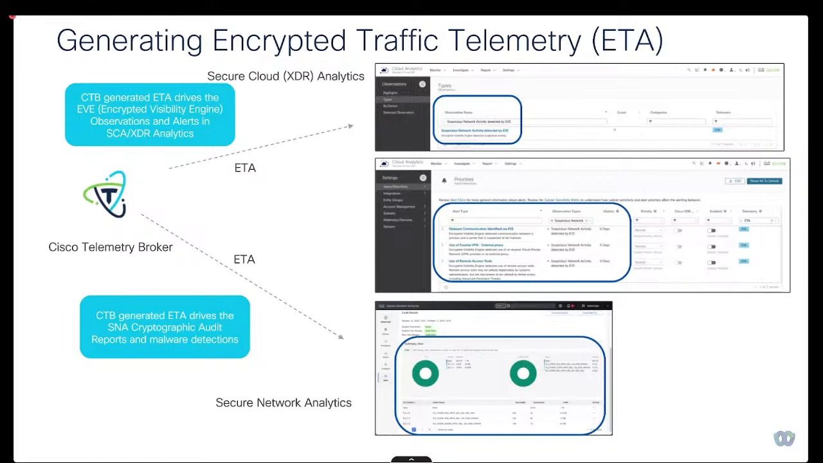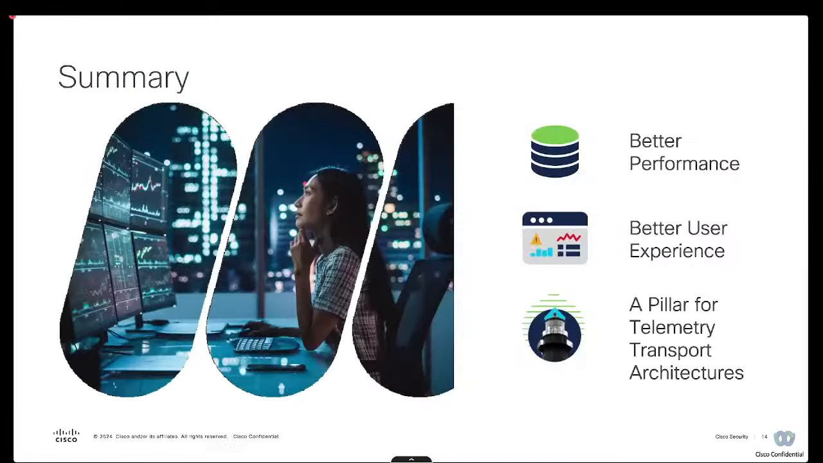So in the case of the detection capabilities, that ETA telemetry powers the EVE detections in Cisco XDR, and in Cisco Secure Network Analytics, the crypto audit functionality is powered through that ETA telemetry as well. Two good examples of using the data provided by the flow generation plugin.